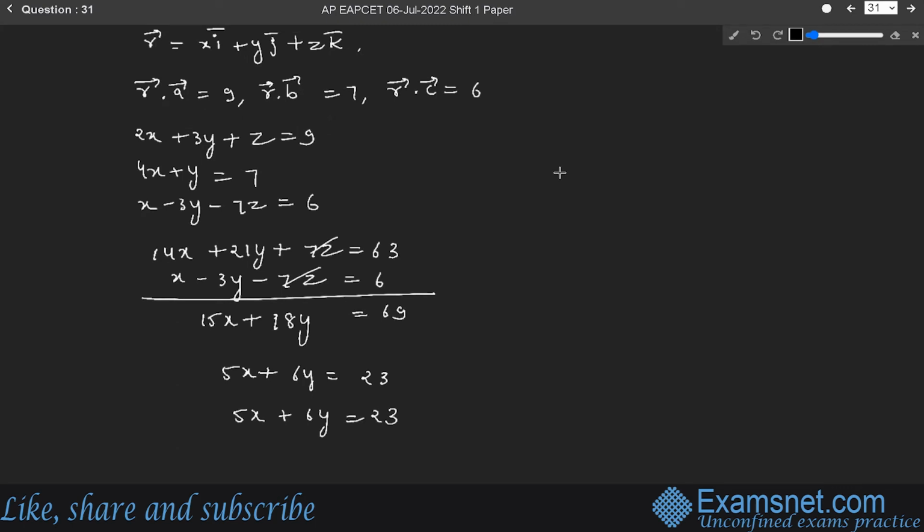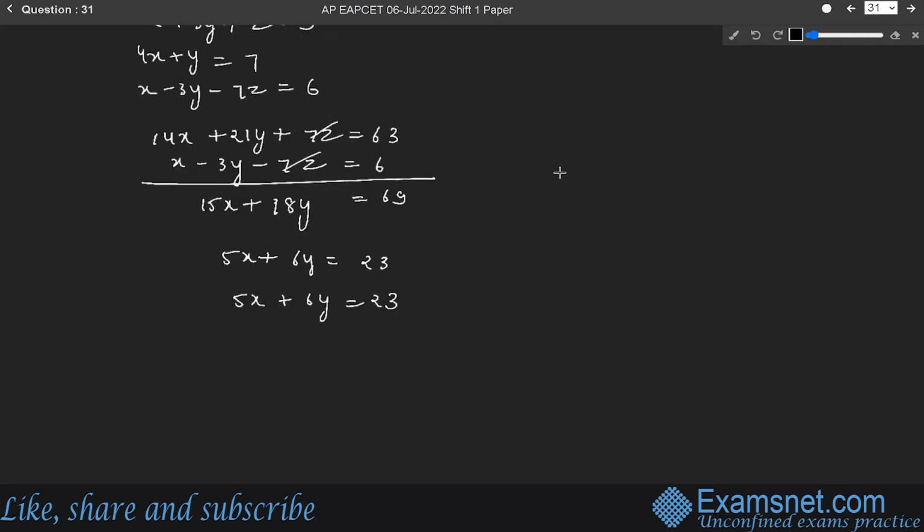Now we have 5x plus 6y is equal to 23 as an equation, and we have a second equation which is 4x plus y is equal to 7. On multiplying this equation by 6, we get 4x into 6 is 24x plus 6y is equal to 7 into 6 is 42. So again, on subtracting this, 6y and 6y will be cancelled. Minus 19x is equal to minus 19. So x will be equal to plus 1.